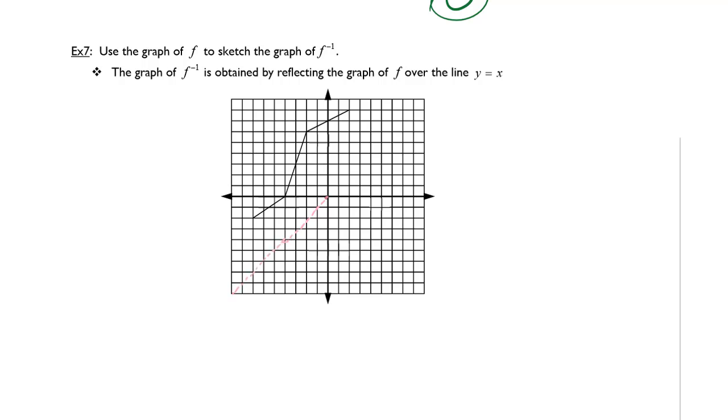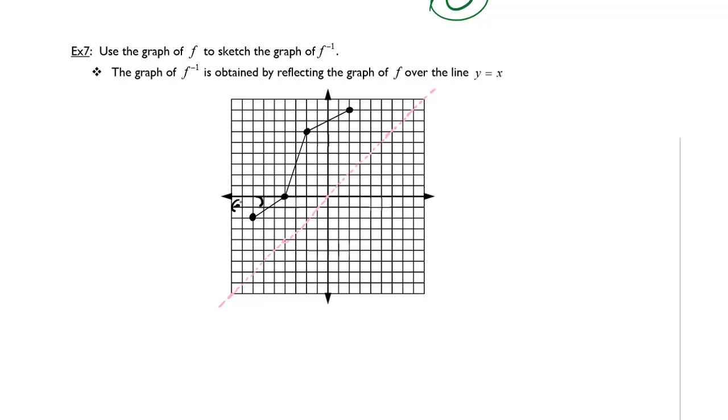And just for a reminder, the line y equals x is a line with rise of 1 and run of 1, intersecting the origin. So it's this diagonal line through your Cartesian plane. And if I were to assign coordinate points for each one of the obvious points on this function f, we can then identify what we need to reflect.